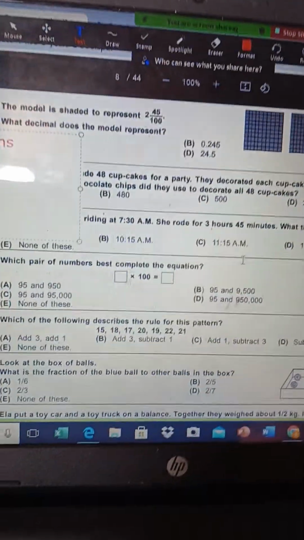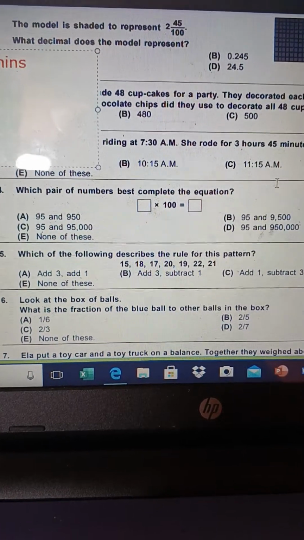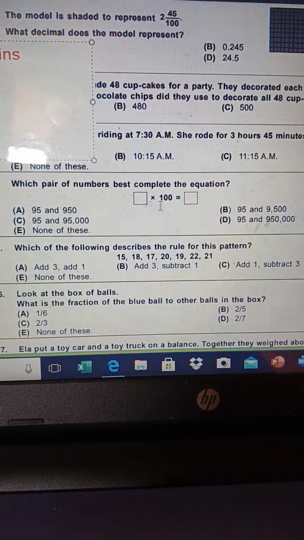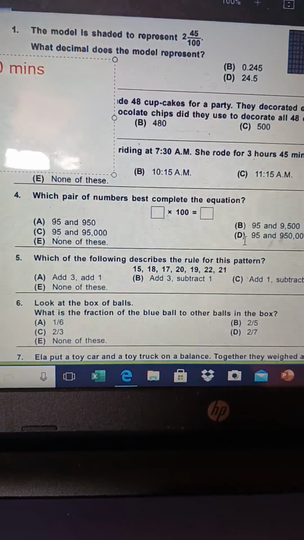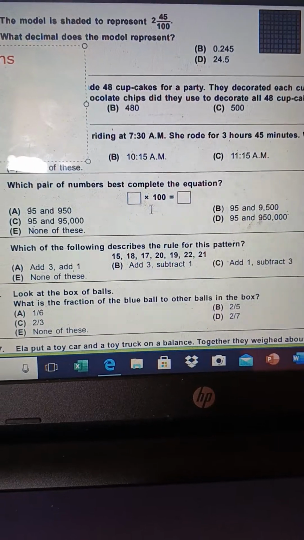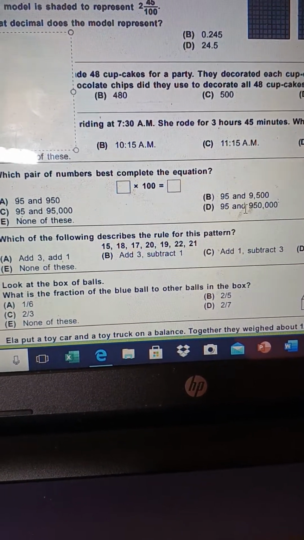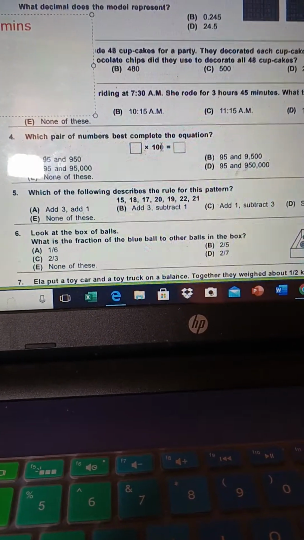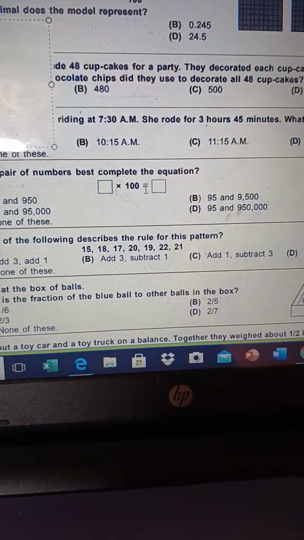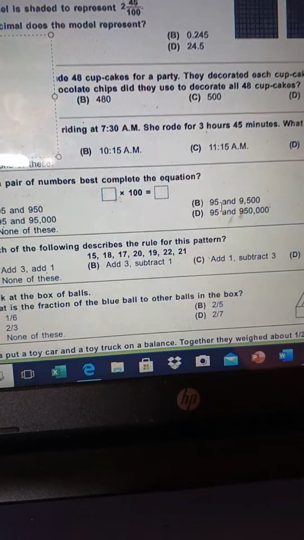In number 4, which pair of numbers best completes the equation? Here we have to put these numbers and see whether the equation is correct or not. For example, here we can put 95. So 95 into 100 is equal to how much? 9500. Since we have 2 zeros in 100, we just put 2 zeros after 95, that is 9500.